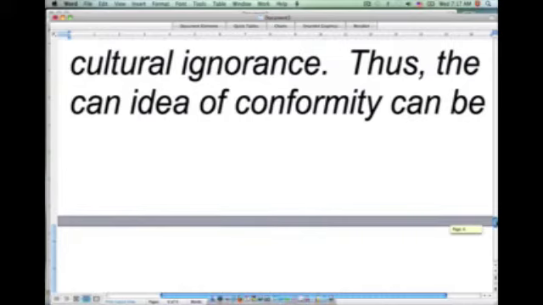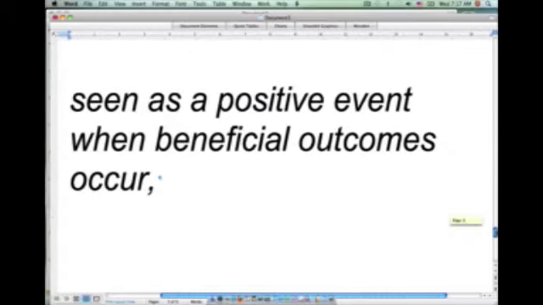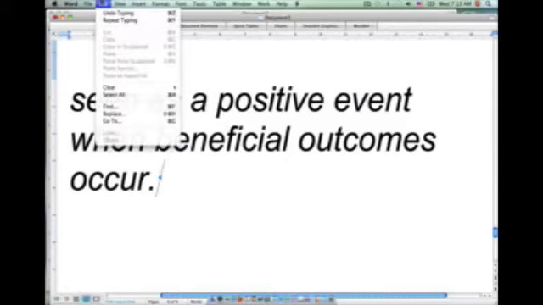Thus the, what's going on here? The idea of conformity can be seen as a positive event when beneficial outcomes occur. Okay, now we're going to the other side of the argument, and we're going to show an instance when conformity led to something negative.